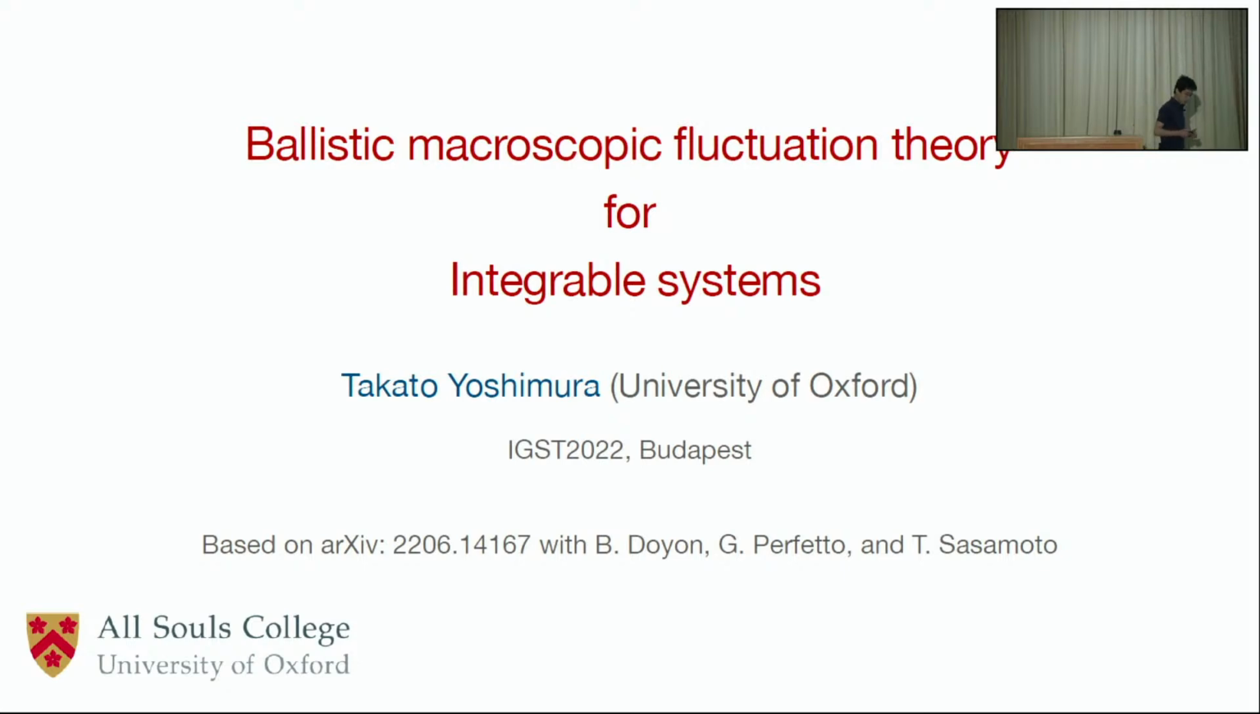But as it turns out, not only does this theory, the ballistic macroscopic fluctuation theory, do the job, meaning that it can describe the large deviations of many body systems in a systematic way, but it can also provide a new way to compute quantities that should be of interest to you. For instance, dynamical correlation functions. So I'm going to put a bit more emphasis on that, and these are basically what I'm going to talk about today.